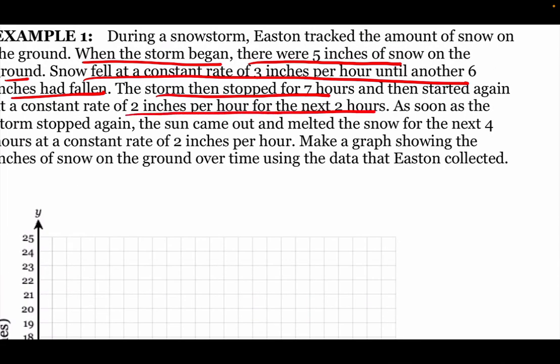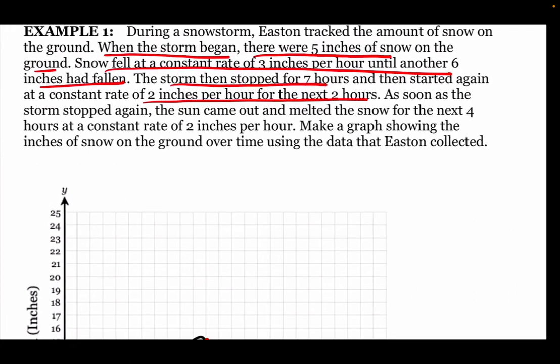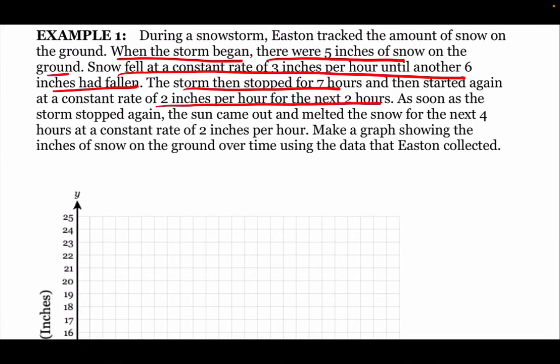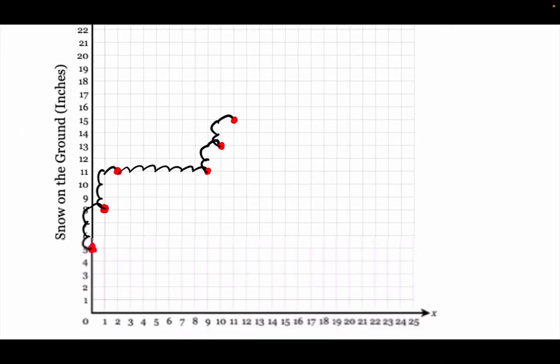We're there. Okay. As soon as the storm stopped, so the storm's stopping again, but the sun came out. So right when the storm stopped, the sun came out. Sun melts snow. So which way is it going to go? Is it going to continue to go up? Down? It's going to go down because snow is melting, right? It's becoming water. As soon as the storm stopped, the sun came out and melted the snow for the next 4 hours. So right now we're at hour 11. So it's going to go until we get to hour 15.